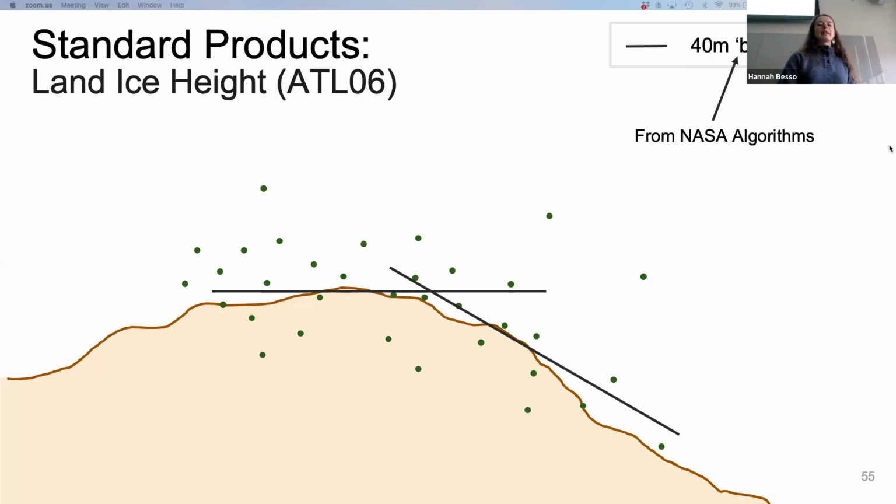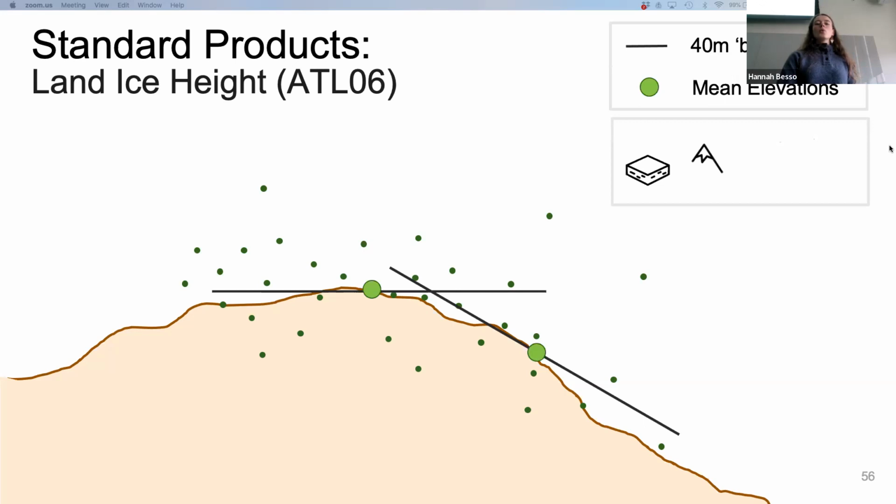To produce the land ice height product, the NASA algorithm fits a best fit line to the photon returns. And that best fit line in this case is 40 meters long, with mean elevations aggregated at the center of each of those best fit lines. And these points end up being 20 meters apart along that ICESat-2 track because the segments are overlapping. So we get a point every 20 meters.